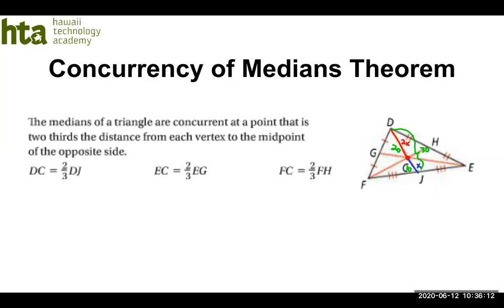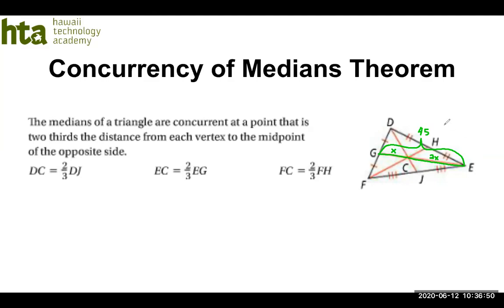So let's look at another example. Let's draw it. Let's say that the median EG has a distance of 45. The whole median is 45. And I do know that from the midpoint to this point of concurrency is just a single X, and from the vertex to the point of concurrency is a double X. It's twice the distance as from the midpoint to the point of concurrency.